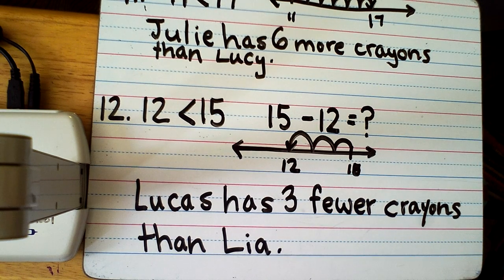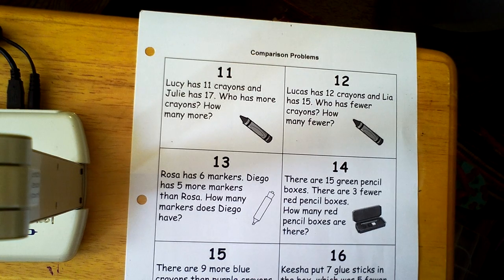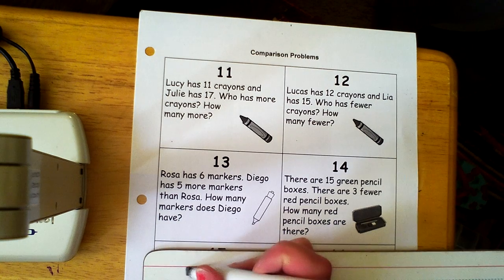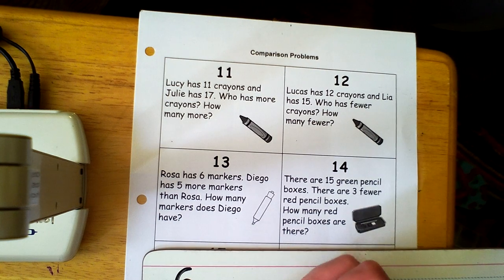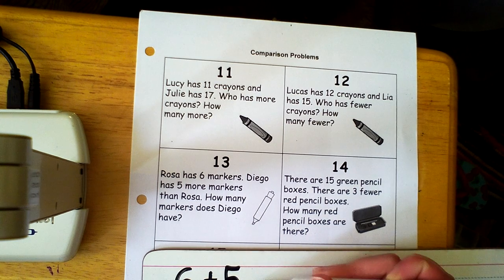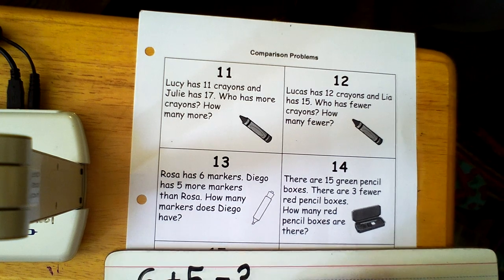Now I'm going to look at problem number 13, and then I'm going to let you try the rest of them on your own. So let's look at problem number 13. Rosa has 6 markers. Diego has 5 more markers than Rosa. How many markers does Diego have? So if Rosa has 6 markers, Diego has 5 more markers than Rosa, we want to know how many Diego has. So this one's just an add to problem.